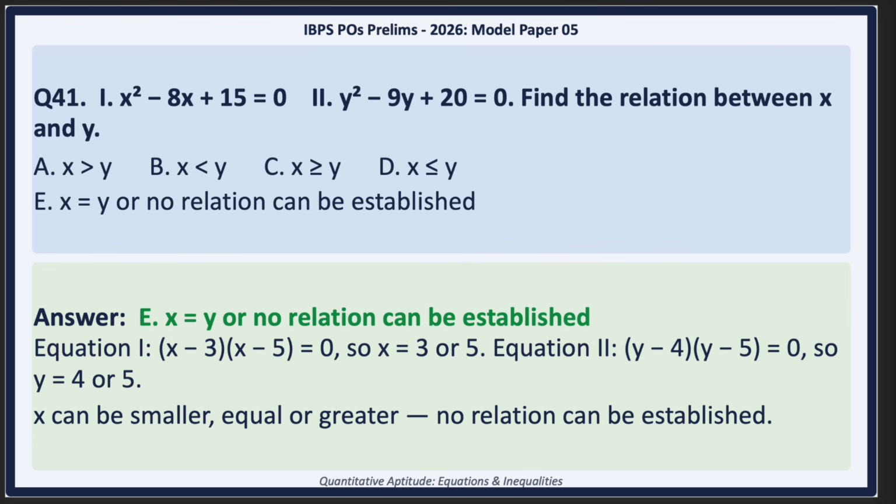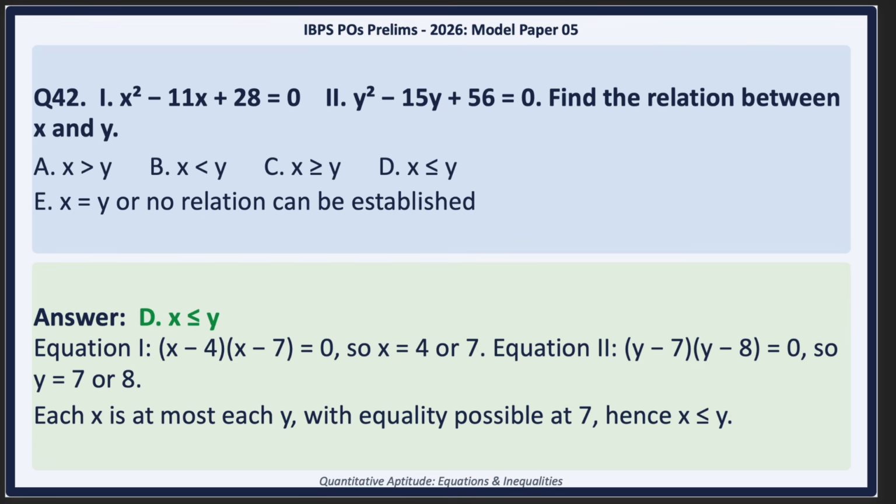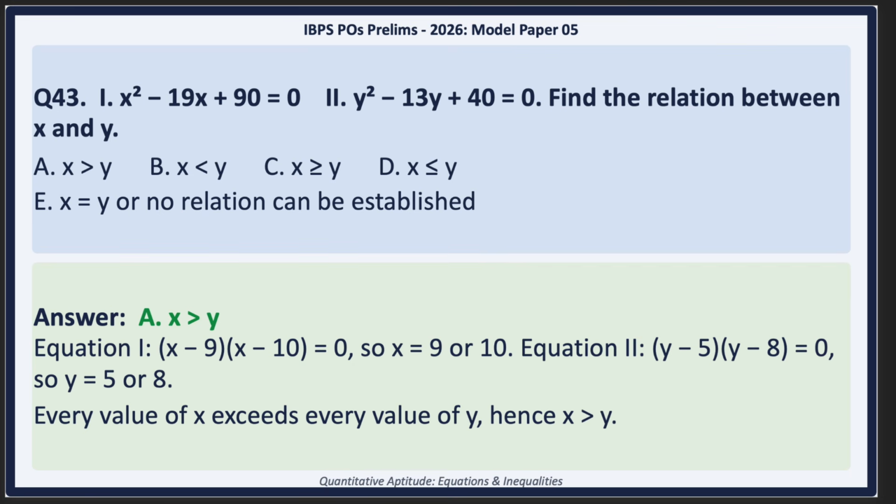Okay, so the strategy is check the signs first. If the signs don't give you a definitive, strictly greater or lesser relationship, then you quickly factor. That's the way to do it. Like in question 42, where x is 4 or 7 and y is 7 or 8, since x maxes out at 7 and y starts at 7, x is less than or equal to y. Spot on. And for question 43, where x is 9 or 10 and y is 5, 8, x is strictly greater. It's all about comparing the ranges.